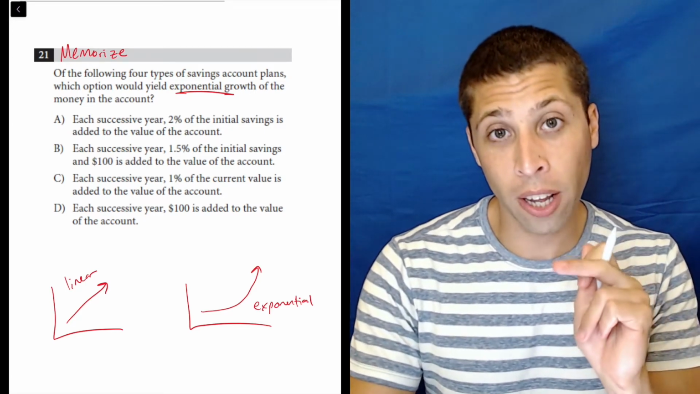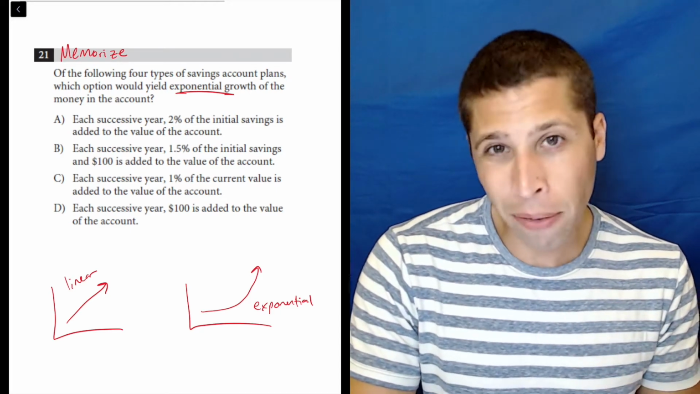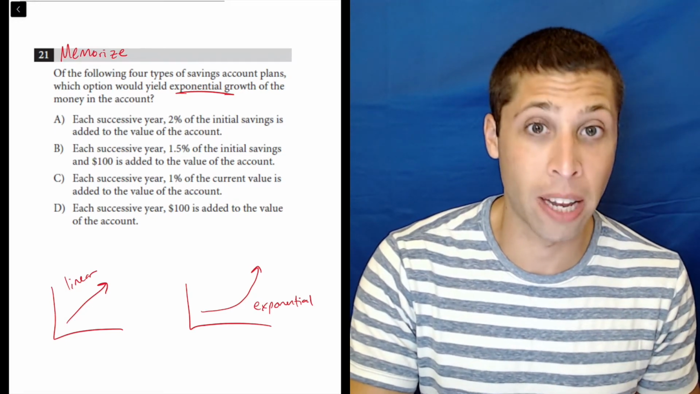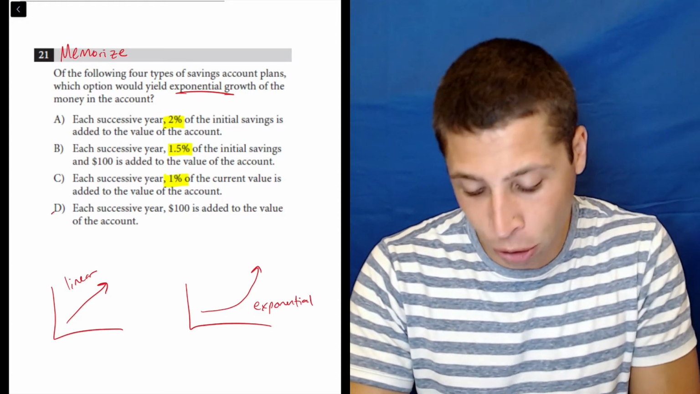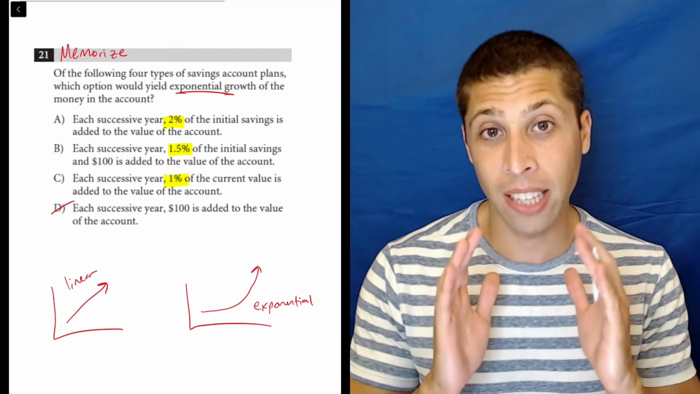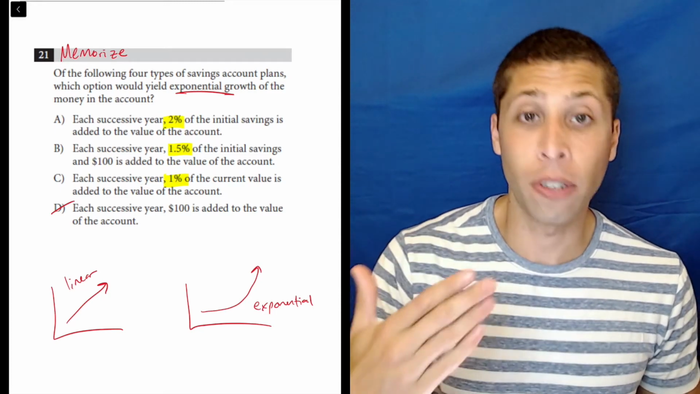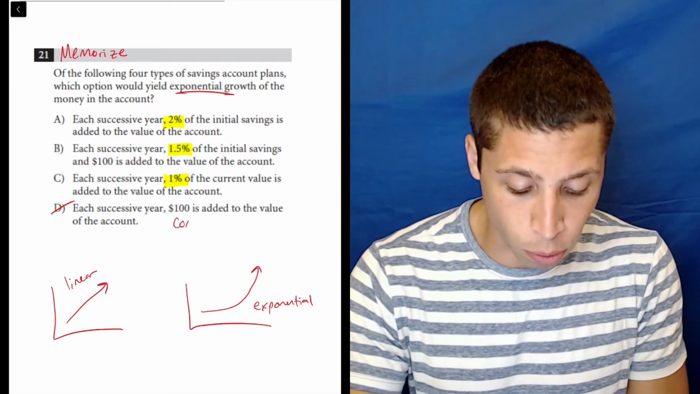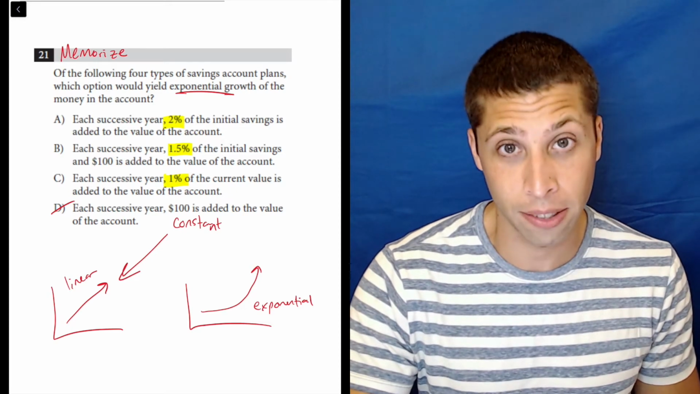So the first thing that you might want to do is look for something about percentages. For whatever reason, percentages are the way the SAT tends to test growth, and exponential growth specifically. So we see that we have three choices with percentages, and choice D is the only one that doesn't have it, and that is the most obviously wrong answer here. That is linear growth. We're going by 100 each year, so the growth is constant, and that is what linear growth really is.